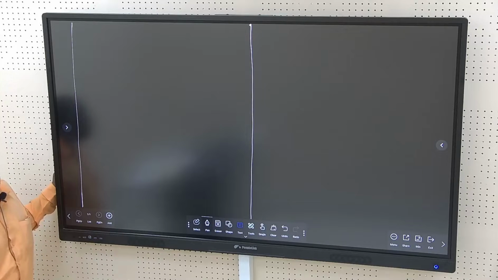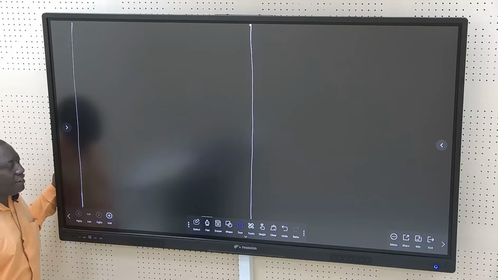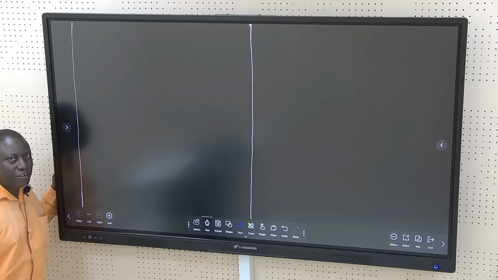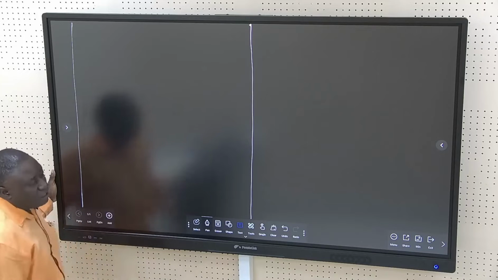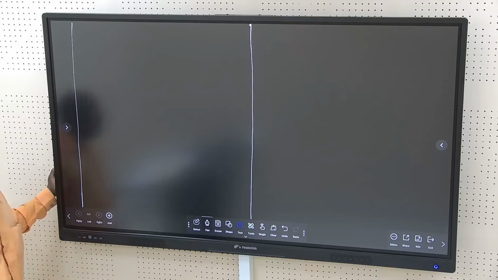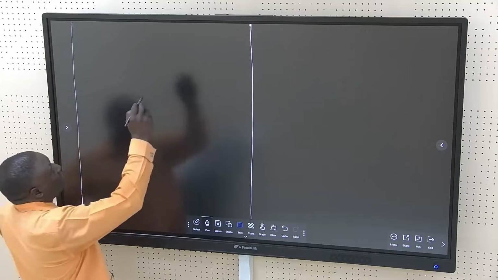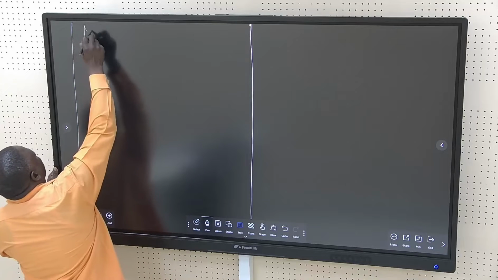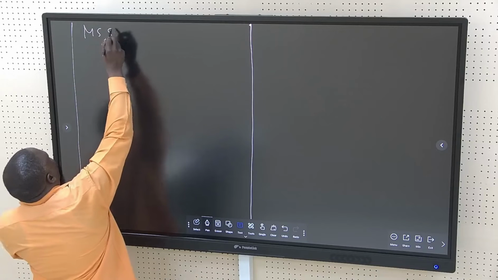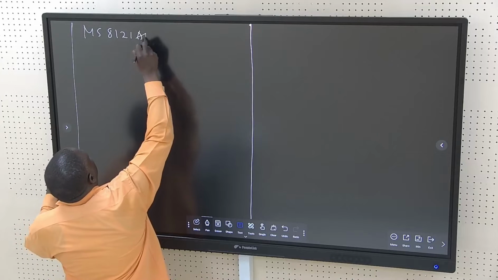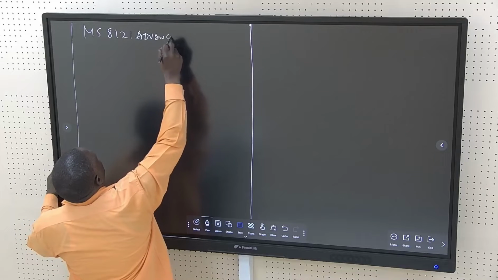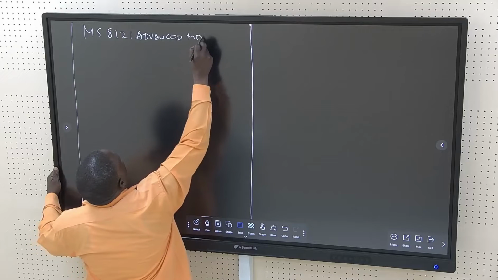In this second semester, we are going to be together in two courses: for those doing Bachelor of Technical Education in Mechanical Engineering, and for those doing Bachelor of Technical Education in Electronics and Electrical Engineering. This means for those doing BTM and BTE. For those doing Electrical Engineering, this course is called MS 8121, and this is Advanced Mathematics.